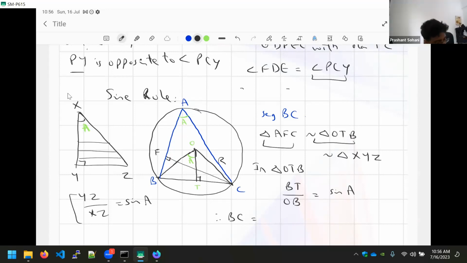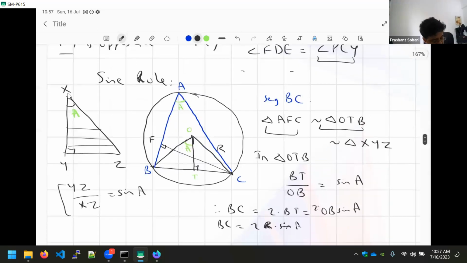So BC will be 2 times BT, which is equal to OB times sine A. And OB is nothing but the radius of the circle, which I'm denoting by capital R. So what I get is BC is 2 times R times sine A. And that is effectively the sine rule.